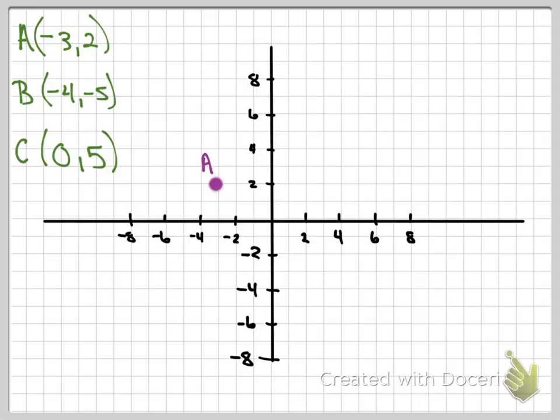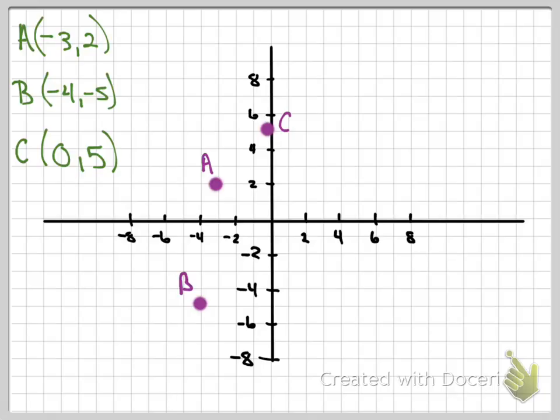Okay, on B, do I go left or right 4? Left 4, up or down 5? Very good. What about C, left or right? Nothing. Up or down 5? Up. Point C. So now on your test tomorrow, I'm going to ask you the location.